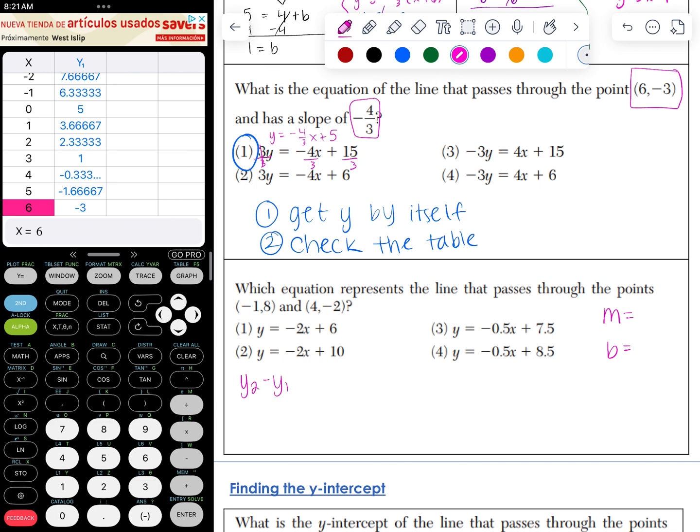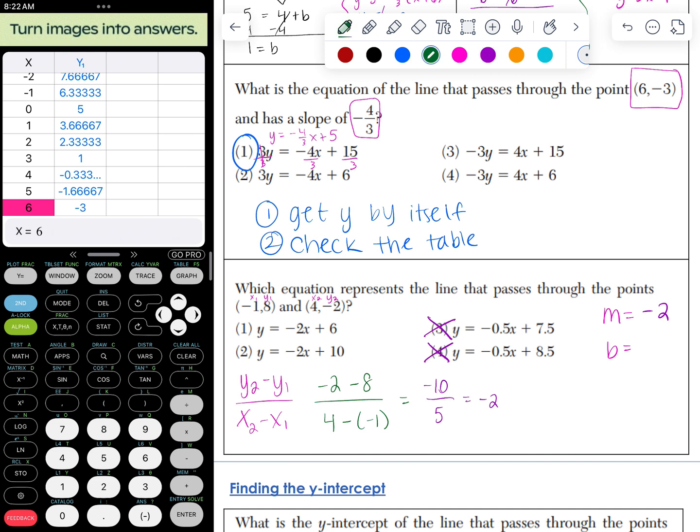So recall our formula, y2 minus y1 over x2 minus x1. And I like to label x1, y1, x2, y2. So my y2 minus my y1 over x2 minus x1. Be careful with your minus signs and your negatives as well. Okay, so -2 minus 8 is -10. 4 minus -1 is 5, which simplifies to a -2. So choices 3 and 4 are out for that reason. So I now know my slope is going to be a -2.